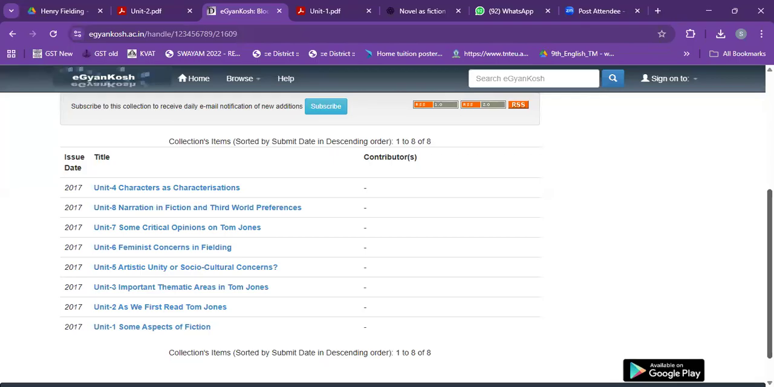Then we have the second unit, as we first read Tom Jones. Then your third unit, important thematic areas in Tom Jones. Fourth unit, characters and characterization. Fifth unit, artistic unity and socio-cultural concerns. Sixth unit, feminist concerns in Fielding. Seventh unit, some critical opinions on Tom Jones. Eighth unit, narration in fiction and third world preferences. So these are the different units that we are going to discuss.